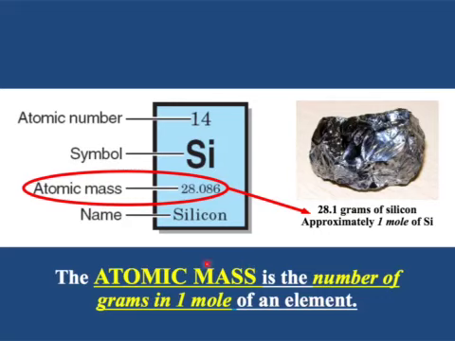This number, as you know, is found on the periodic table. It's the one with the decimal, and it changes based on the element that we're talking about. If we look at this tile, this is silicon, and silicon has an atomic mass of 28.086. So if I asked you how many grams were in 1 mole of silicon, you would tell me 28.1 grams, or 28.086 grams.